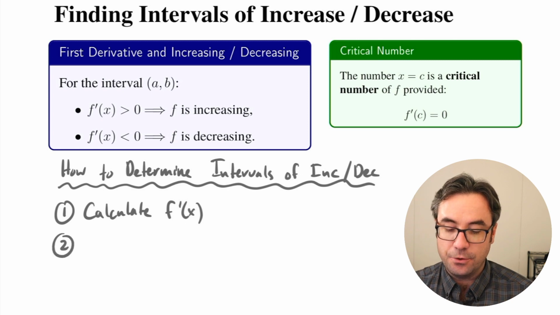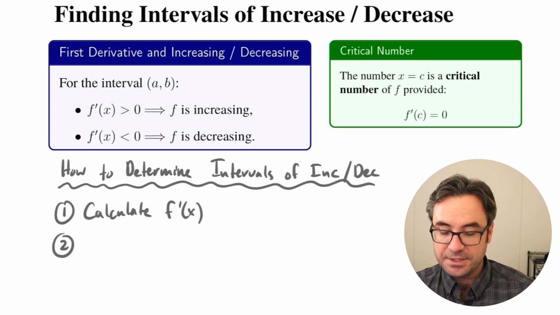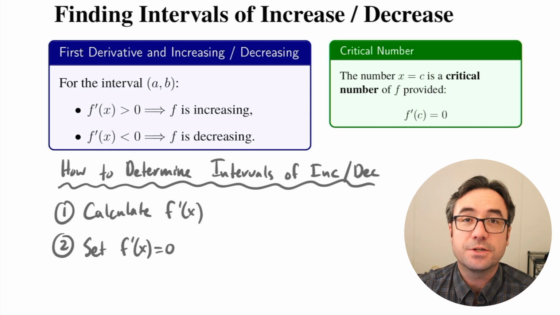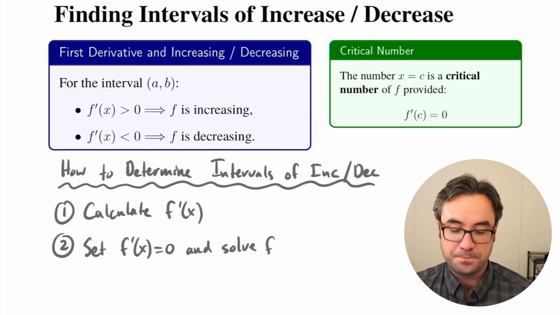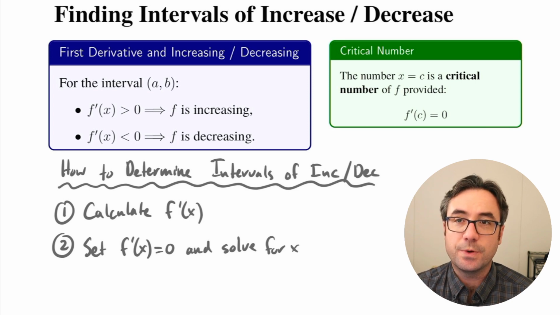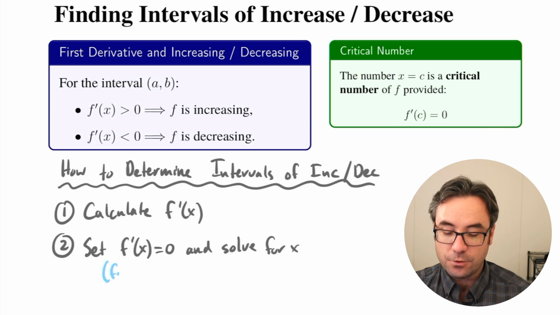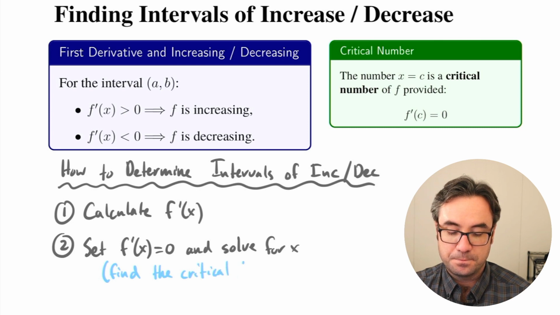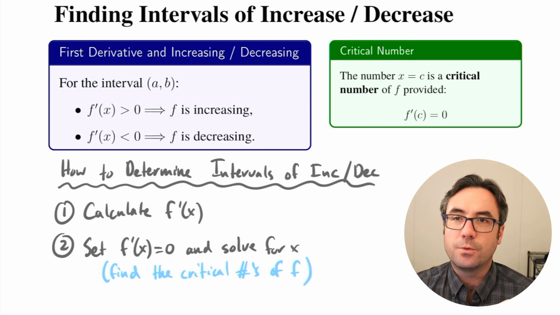Then the second thing we're going to do is find what we're going to call the critical numbers of our function. So we're going to set f prime of x equal to 0, and then solve for x. Essentially, we're introducing a little bit of terminology. We're going to find the critical numbers of function f. So what do we mean by critical number?